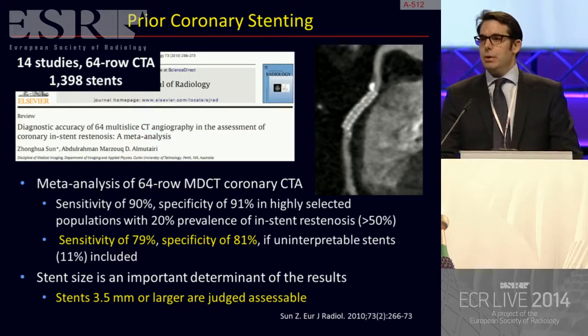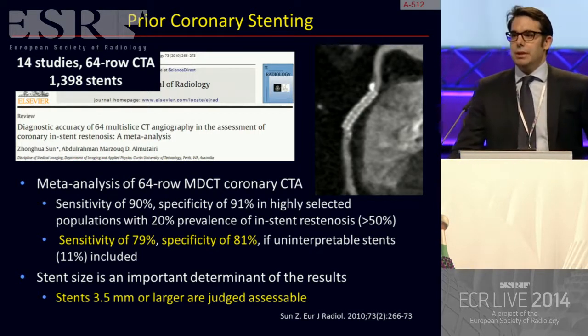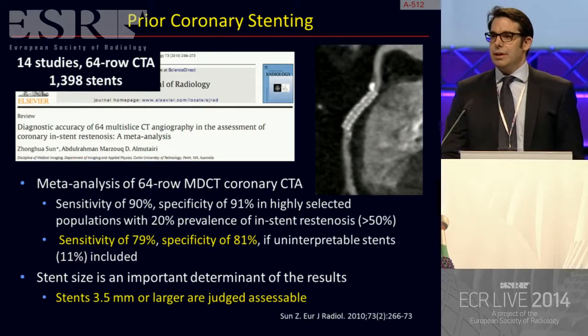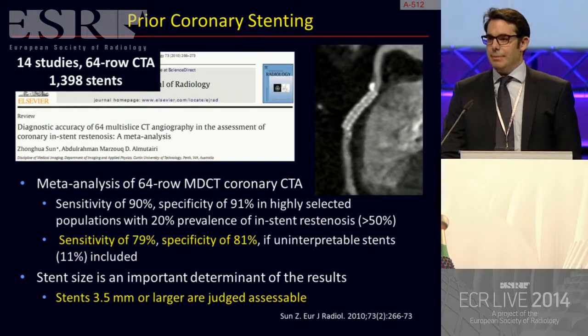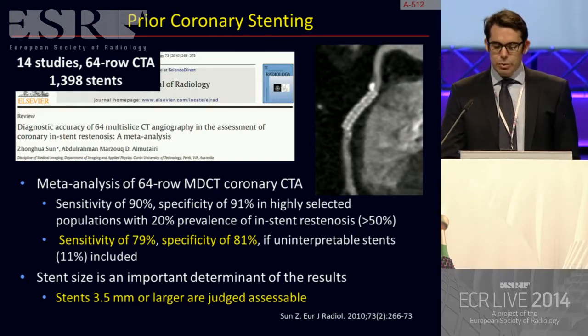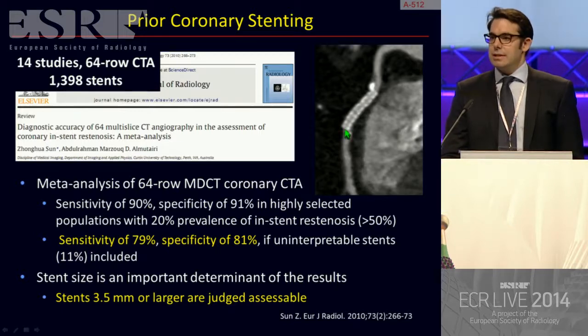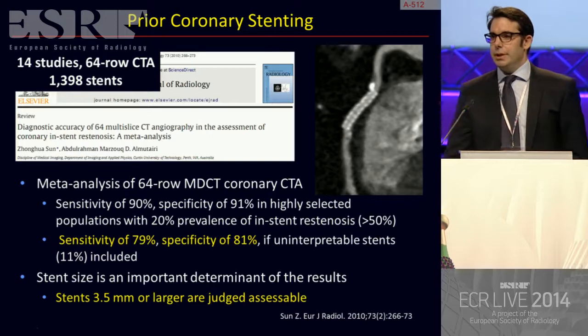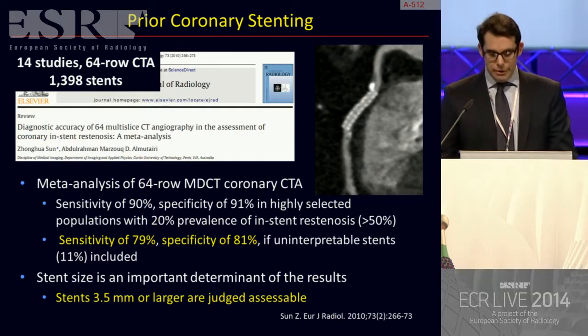In fact, when we look at the appropriateness criteria, they will tell you that the stent has to have at least 3.5 millimeter diameter. So if you want to assess the luminal patency of a stent, the gold standard will still be the regular coronary angiography.